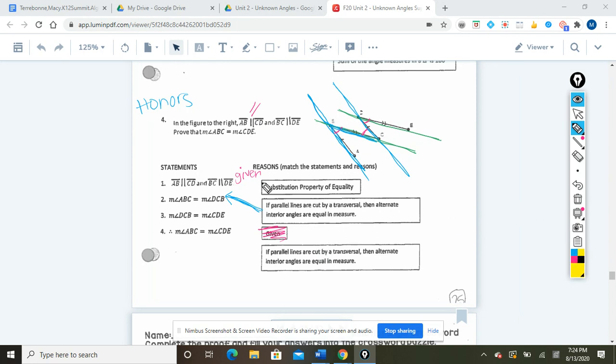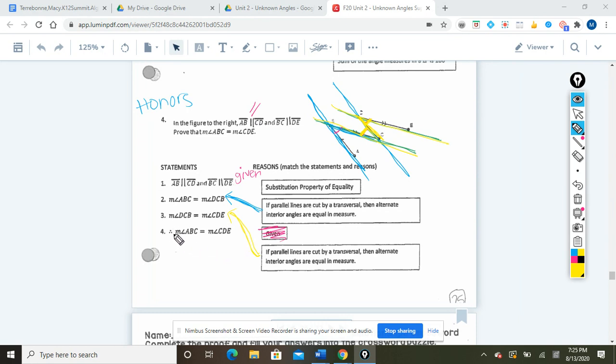Then, let me take another color. It says DCB, who's right here, is equal to CDE, who's right here. So now we are looking at these parallel lines and this transversal. Very ugly picture, right? But they're inside and on opposite sides of my transversal. So this is another set of alternate interior angles.